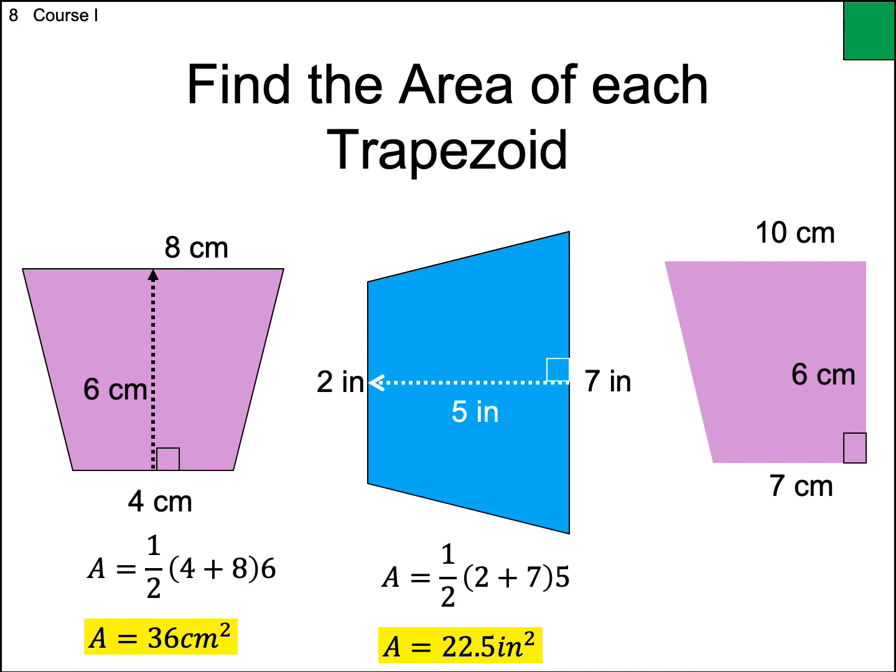The last one is that weird one, the right trapezoid. The square touches one of the base, and that side is the height. The bases are 7, 10, and the height is 6. Okay. 10 plus 7 is 17. Half of 6 is 3. 3 times 17 is 51 square centimeters.